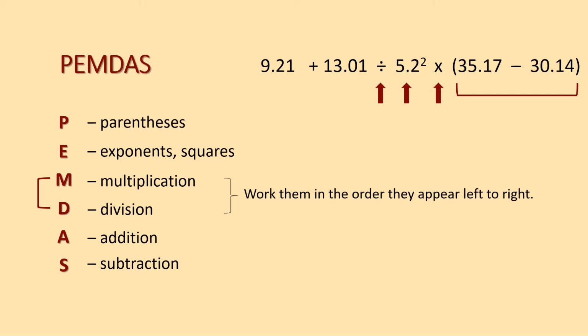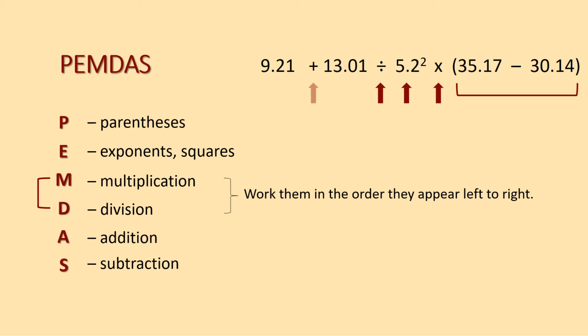Now, in our equation, division comes before multiplication, so that would be the order that we would perform those operations. So you would divide 13.01 by the square of 5.2, then multiply it by that intermediate solution that you got from your parentheses. This will become more clear when we actually work through a problem, and you can see how these steps go.